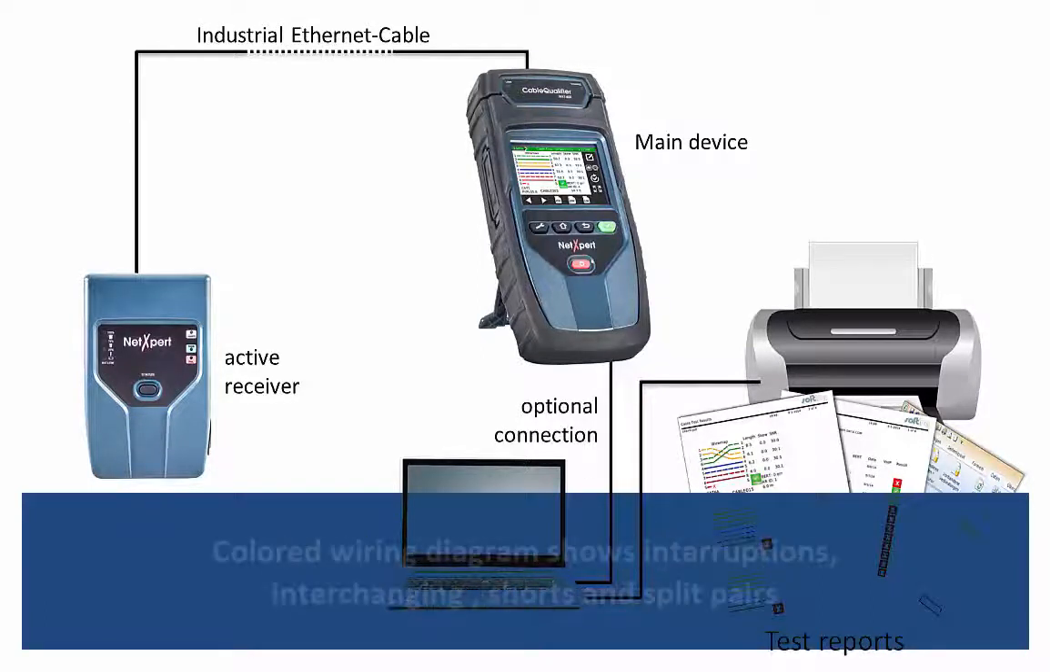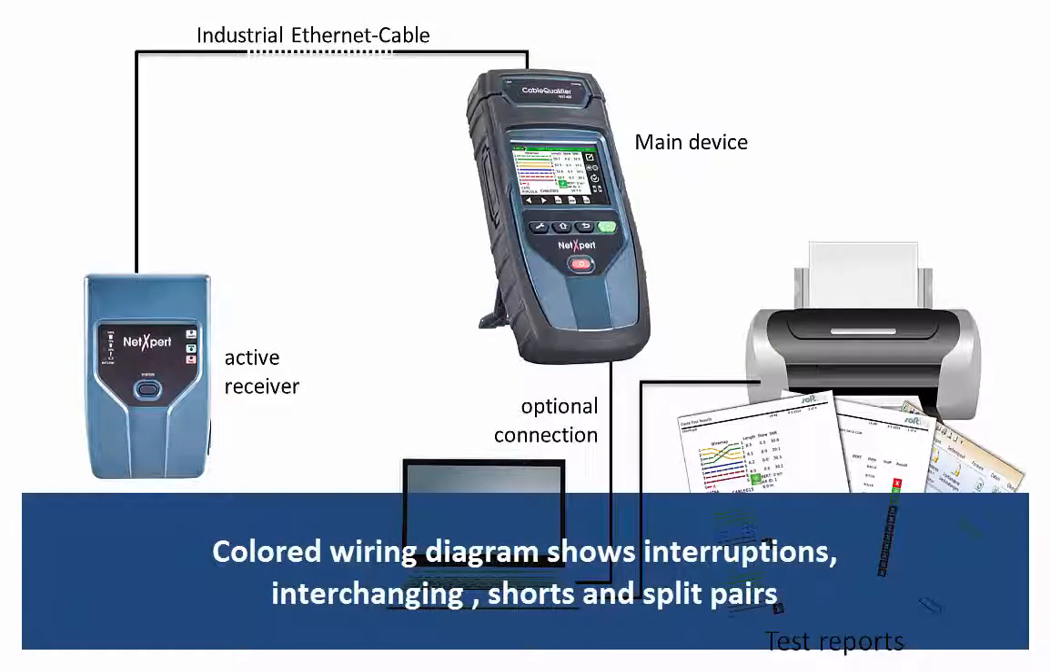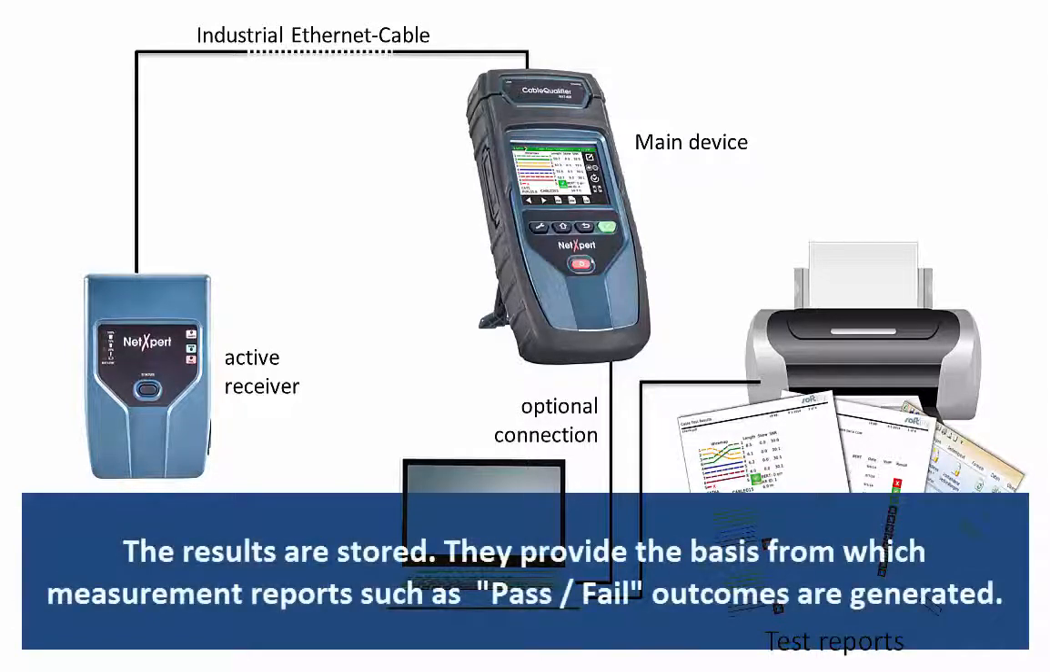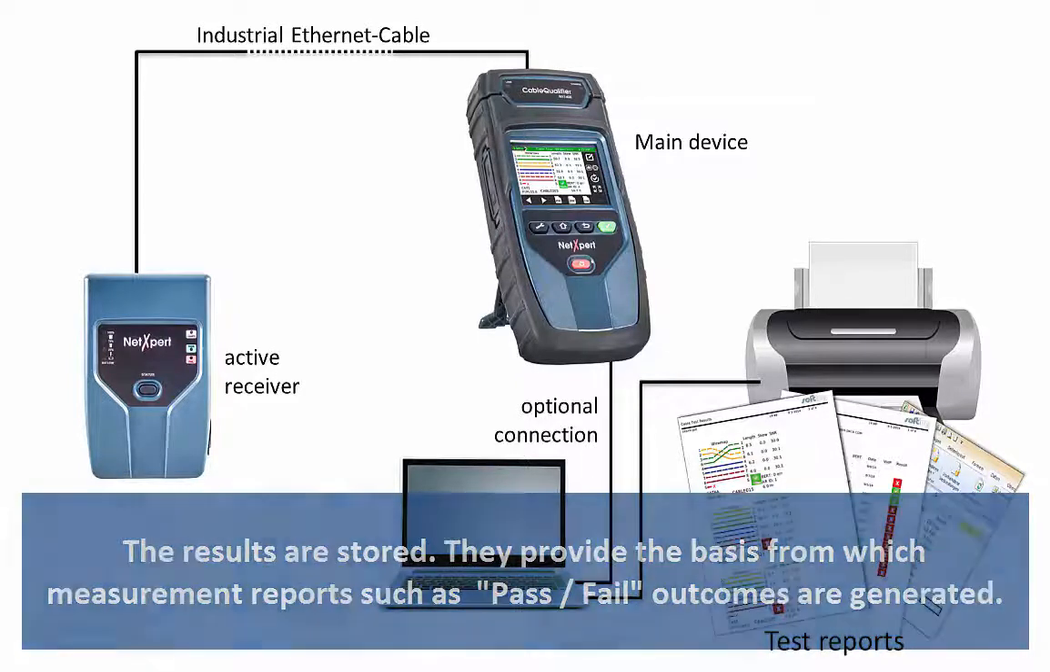The continuity check of all 8 cables and shielding are shown on full color wire map. Faults due to interruptions, short circuits, miswires, and split pairs are clearly depicted. The NetExpert 1400 saves the results and produces colored protocols which document the cabling.